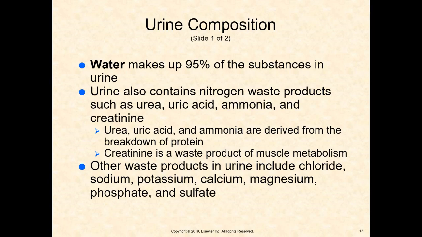But urine also contains waste products like urea, uric acid, ammonia, and creatinine. All of those are excreted on a regular basis. You will always have those in your urine. Urea, uric acid, and ammonia are derived from the breakdown of proteins. So after you eat your filet mignon, your body will use up that protein, but after it's used up, it breaks down into those parts. Creatinine is a waste product of muscle metabolism as well. Other waste products include chloride, sodium, potassium, calcium, magnesium, phosphate, and sulfate. Some of those you can call a waste product, but those can be reabsorbed back into the body as needed.